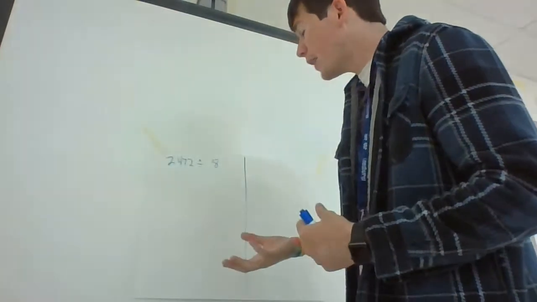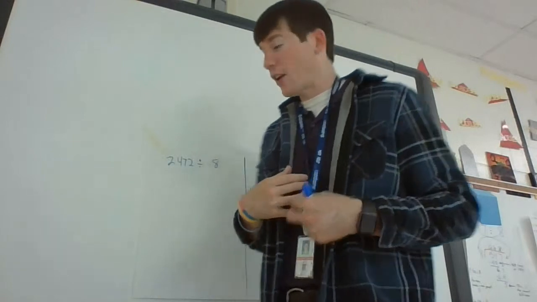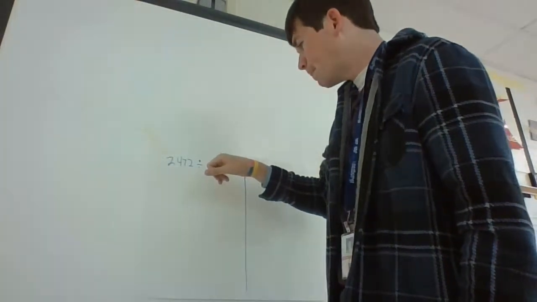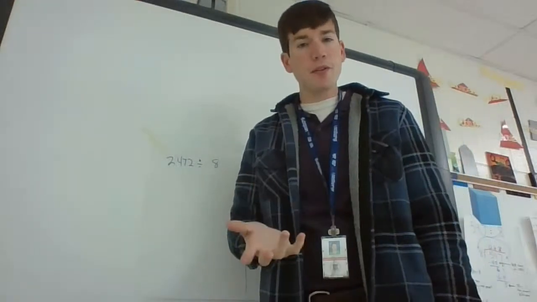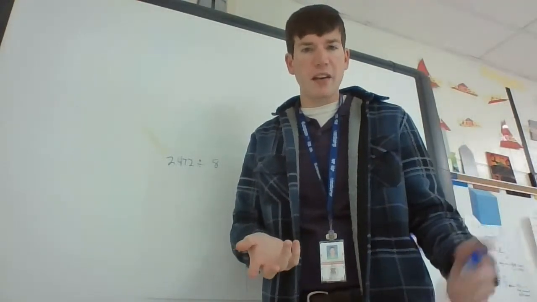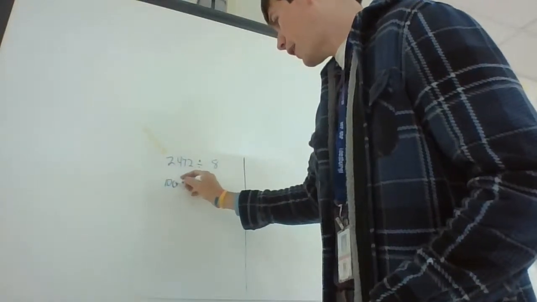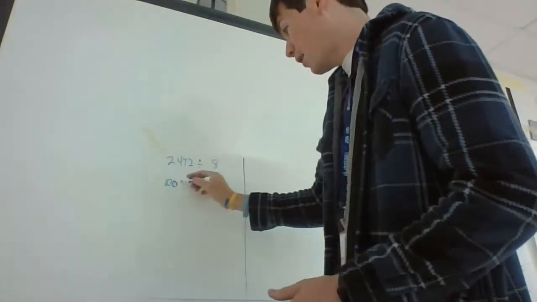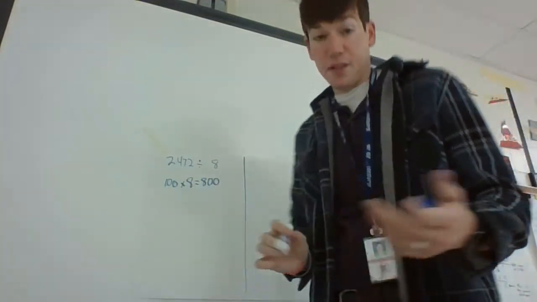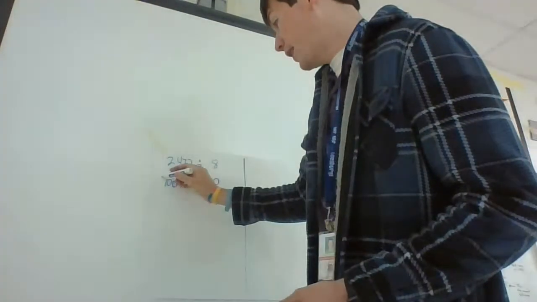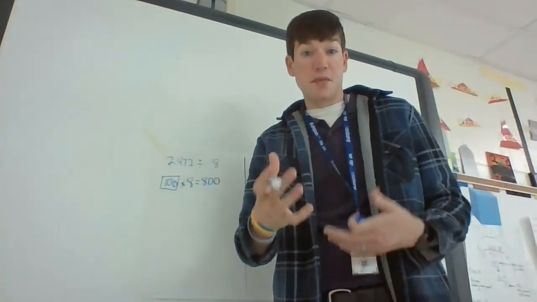Now, when I'm thinking of an estimate that is too low, I'm starting to think to myself, first off, well, would I have enough to give every person 100 pieces of candy? Well, let me check. I gave every person 100. 100 times 8 is only 800 pieces of candy. So an estimate of 100 would definitely be one that is too low.